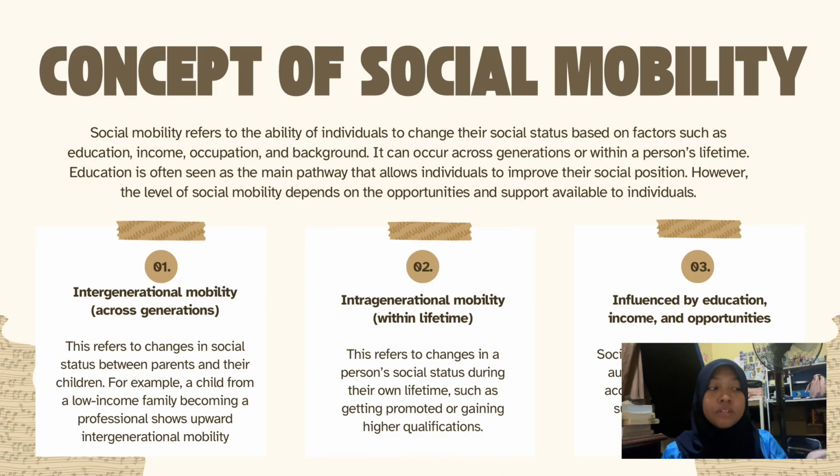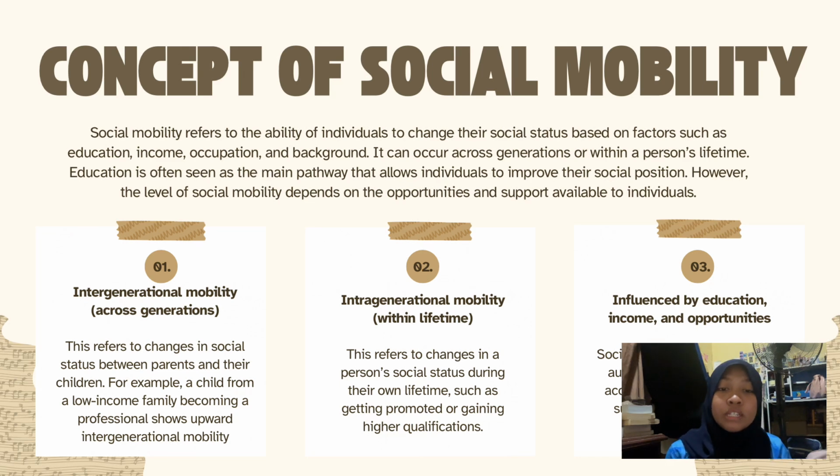So next, we have the concept of social mobility. Social mobility refers to the ability of individuals to change their social status based on factors such as education, income, occupation, and also background. So it can occur across generations or within a person's lifetime. Education is often seen as the main pathway that allows individuals to improve their social position. However, the level of social mobility depends on the opportunities and support available to individuals.